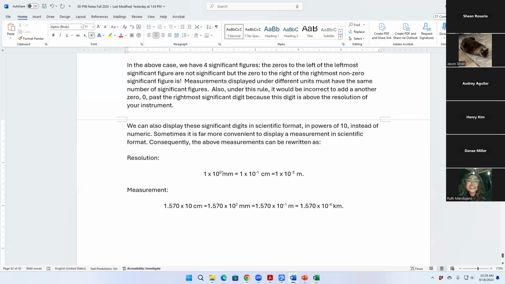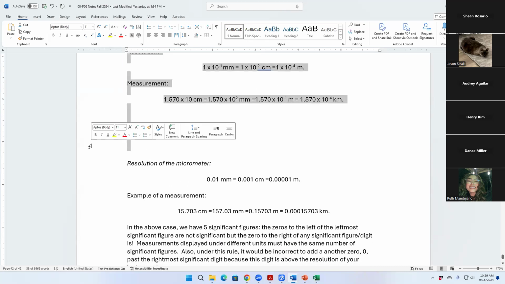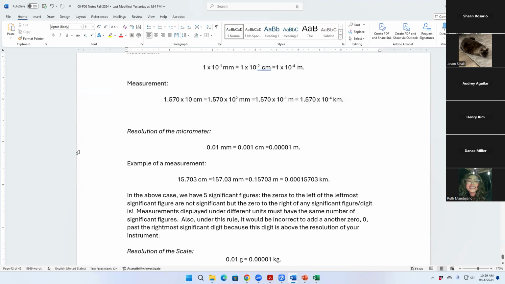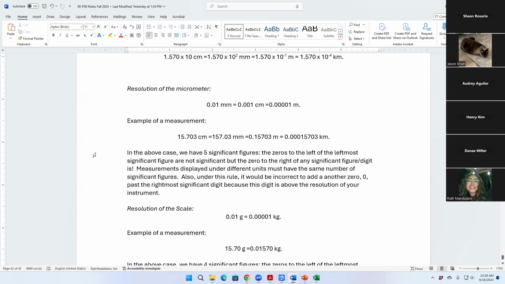That's going to be -1 because it's the vernier caliper. That's going to be -2. That's going to be -4. Okay, and then we can repeat that for the micrometer. Example of measurement, resolution of this. Let's see, micrometer. Example of a measurement.